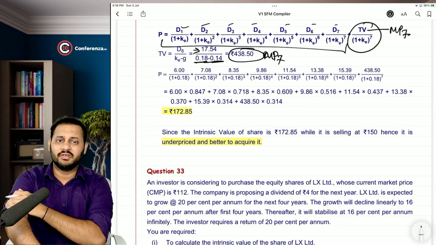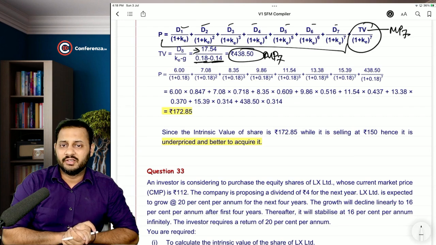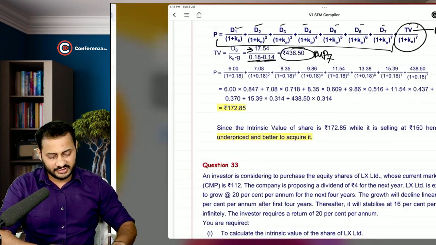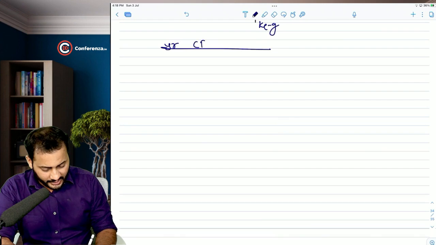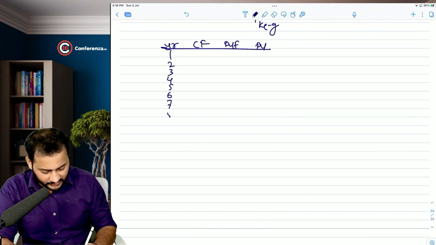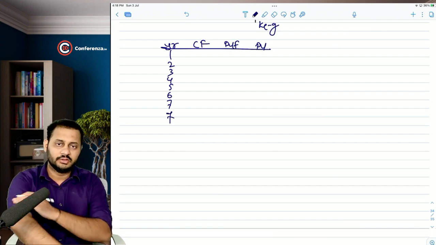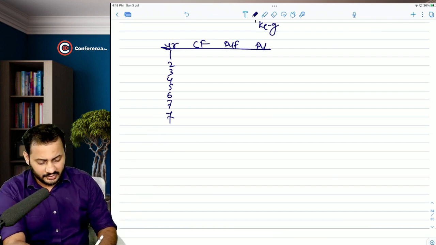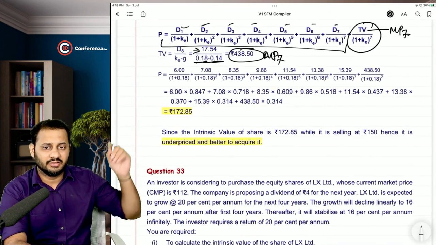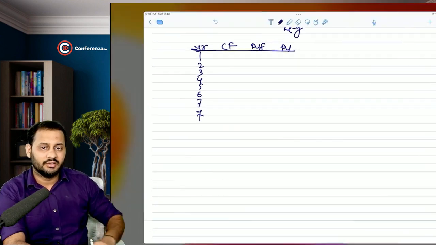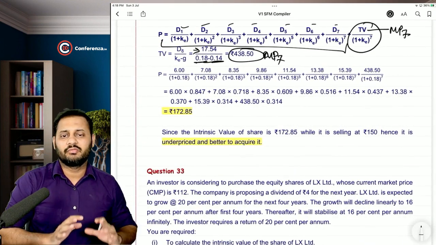My suggestion is, when you have to discount so many dividends, do not do it by this equation. You can simply create a table like this: year, dividend per share, or you can write down cash flow, present value factor, and present value. So 1, 2, 3, 4, 5, 6, 7, 7, because the last is the 7th year market price. Then take the cash flows, present value factor, and PV. You will save more time in this manner when you use the table. But wherever you are comfortable, go ahead with that.